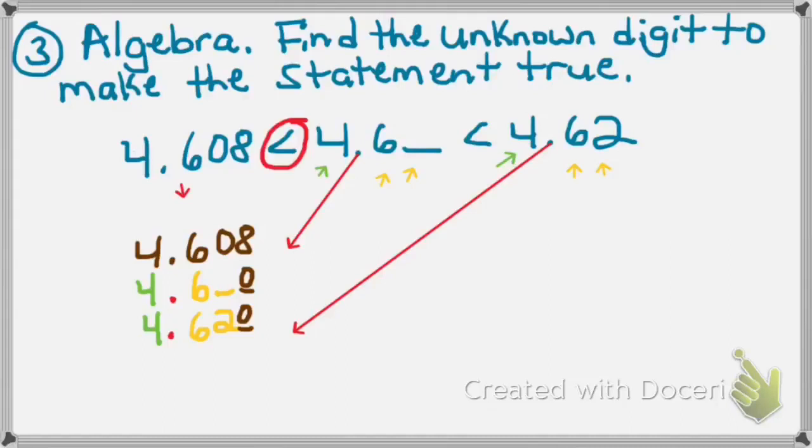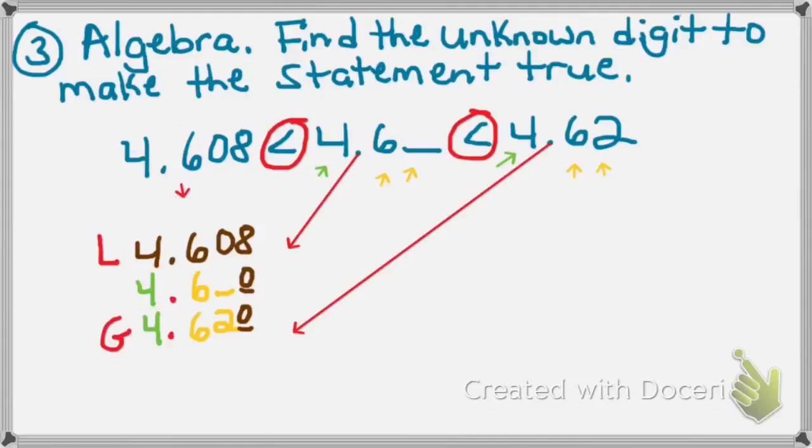Now let's see what I know. I know that in this problem, my first number is less than my second number, which is less than my third number. So my first number is the least, and my last number is the greatest of all of the numbers. So I need to figure out what the missing number is.